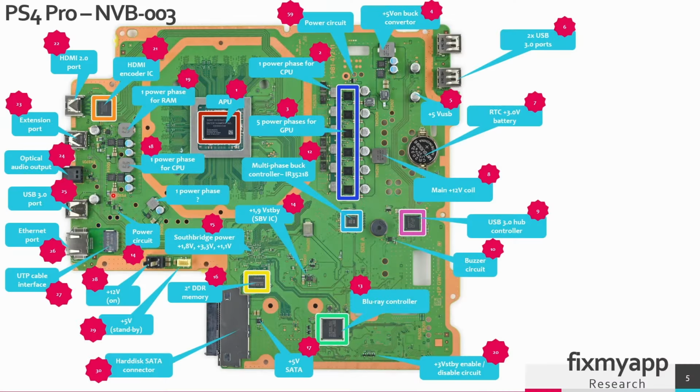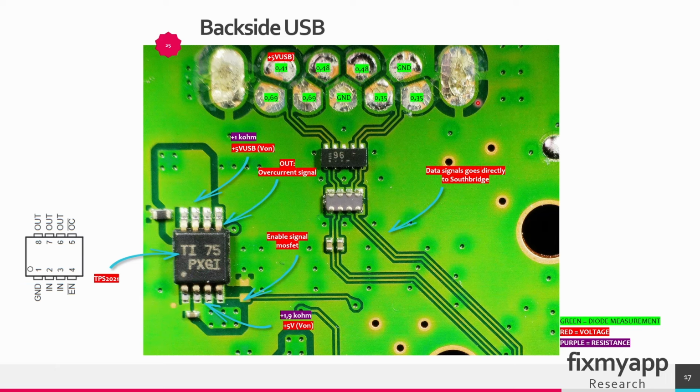On the back side of the USB there is a USB 3.0 port. This is located in region 25. So this is the back side of the USB port. When you turn on your console, it will create 5V USB power on this pin. In green are the diode measurements, and as you can see each data pair has the same value. So if one of those pairs is different, then you know you have a problem.